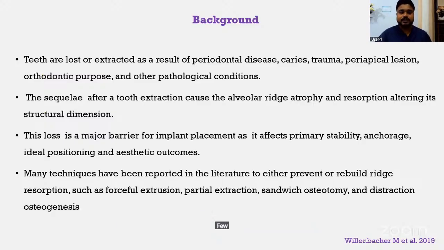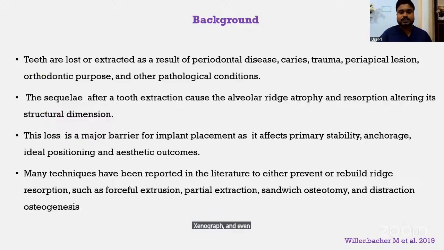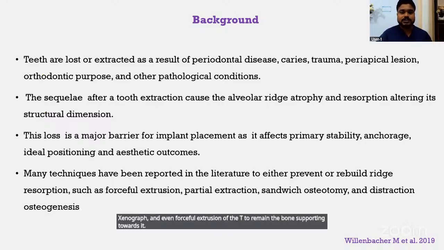Few of them are partial extraction, where only part of the tooth will be removed to preserve the bone, and when placing the implant, they can extract and place the implant. Like sandwich osteotomy, where the osteotomy is done in a sandwich method by keeping autograft and xenograft, and even forceful extrusion of the teeth to retain the supporting bone. So these are the various techniques.